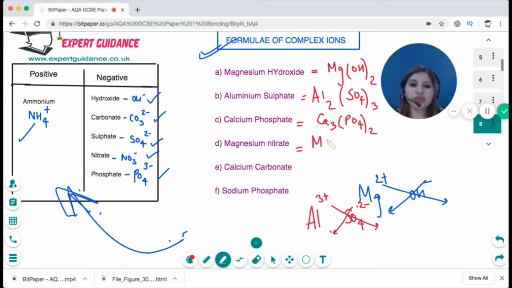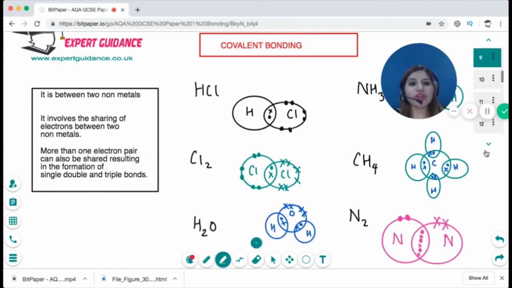Magnesium nitrate is Mg(NO3)2. Calcium carbonate is CaCO3 and sodium phosphate is Na3PO4. So I hope how to work out the formulas of ionic compounds with complex ions is clear to you. And that's ionic bonding. Now let's move on to covalent bonding.